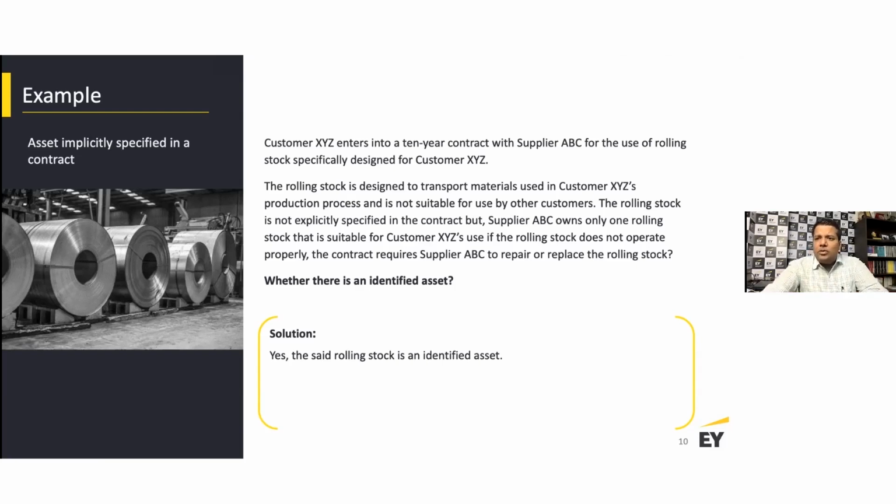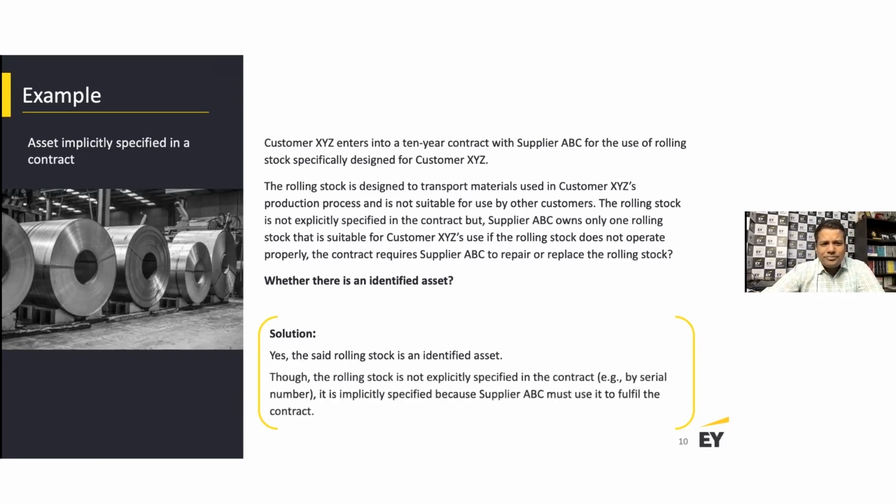And this is what I'm going to use, and I'm going to retain the economic benefit or outcome for which I need to pay a contract consideration, and there is a contract term which is 10 years in this example. So, though the rolling stock is not explicitly specified in the contract, for example by serial number, it is implicitly specified because supplier ABC must use it to fulfill the contractual obligation.